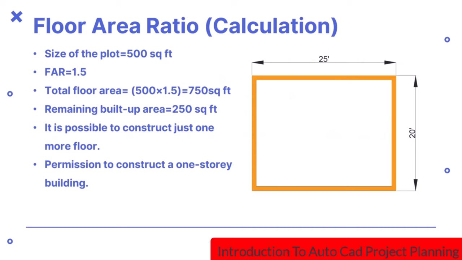For example, if the size of the plot or land being used for the project is 500 square feet and the FAR determined for that particular city or locality is 1.5, then the total floor area that can be constructed will be 500 into 1.5, that is 750 square feet. As the maximum space available on the ground floor will be around 500 square feet, hence, with the remaining built-up area of 250 square feet, it is possible to construct just one more floor. Therefore, considering the plot area and the FAR applicable in that particular locality, a developer would be permitted to construct a one-story building.